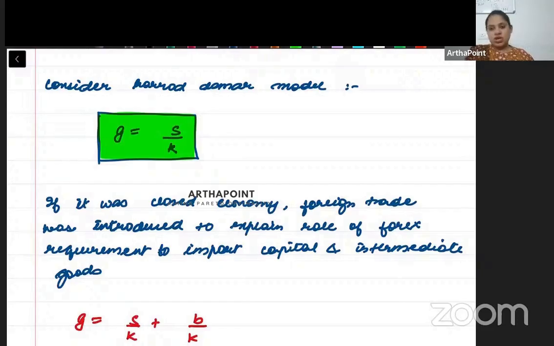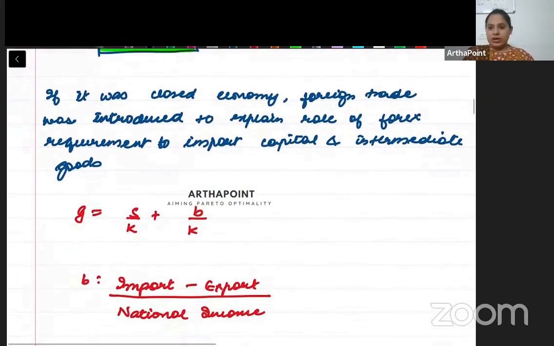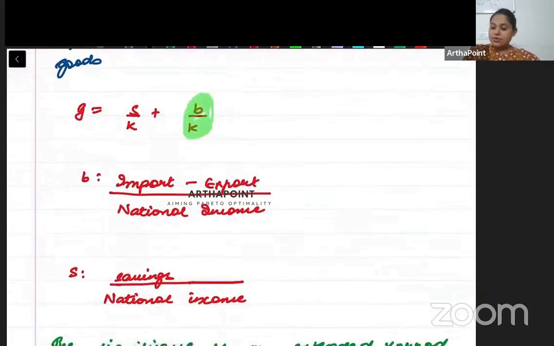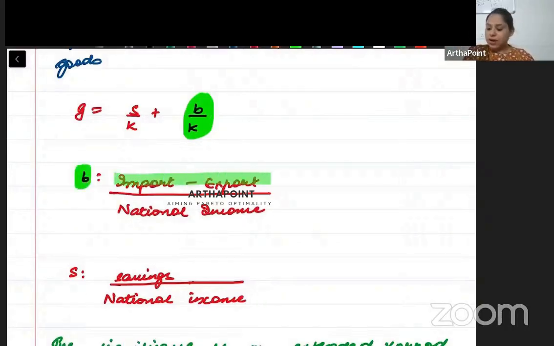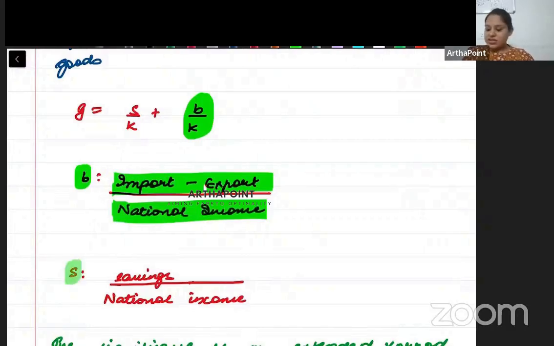But from this closed economy, I want to go towards the open economy Harrod-Doman model. For the open economy Harrod-Doman model, we go ahead and we introduce something which is known as this factor, B by K. This is called the open economy Harrod-Doman model. And in this B by K, what is B? B is import minus export upon national income. And what is S? S is savings upon national income.